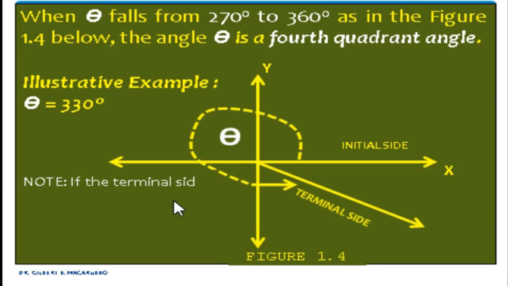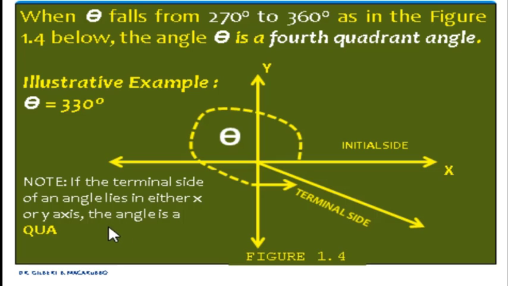Take note, if the terminal side of an angle lies on either the x or y axis, the angle is a quadrantal angle. For instance, we have 90 degrees, 180 degrees, 270 degrees, and 360 degrees.